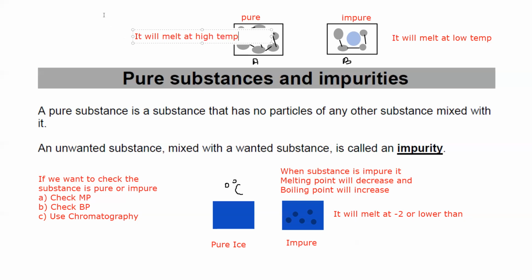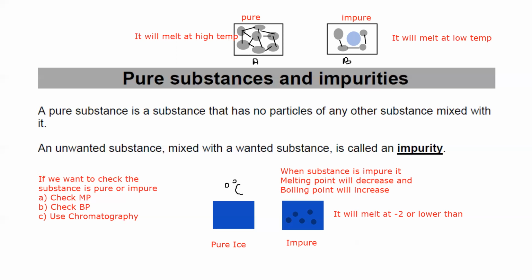So whenever impurity is added, the melting point of the substance decreases. Is it clear? Why does the melting point of a substance decrease as it becomes impure? Yes, Abdullah?